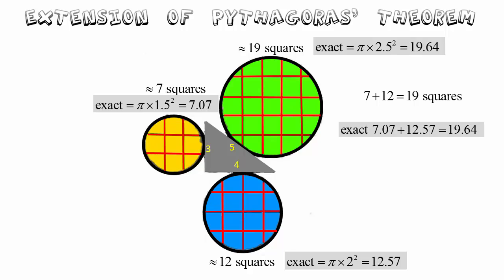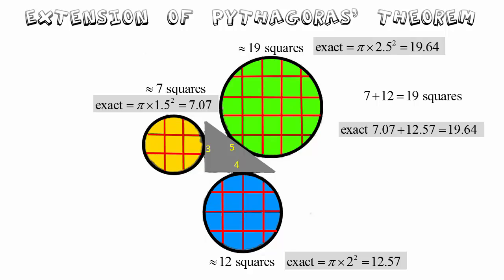We can do the same thing for the area of the blue circle. The radius is half of 4, which is 2. So the area is pi times 2 squared, which is 12.57. And for the green circle, the radius is half of 5, which is 2.5. So the area becomes pi times 2.5 squared, which is 19.64.